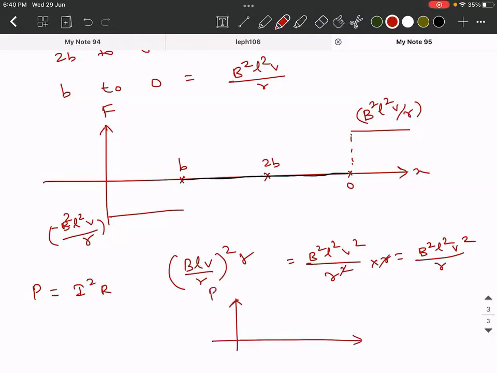So this is power, this is the displacement. So B square L square V square divided by R from 0 to x, and from x to 2x, and from 2x to 0, again it is B square L square V square by R. So here none of the values are negative because it's a square. That's it. So this is how, if you see, they would have drawn everything in the same graph. But I didn't have a place, so I had to write it like this.